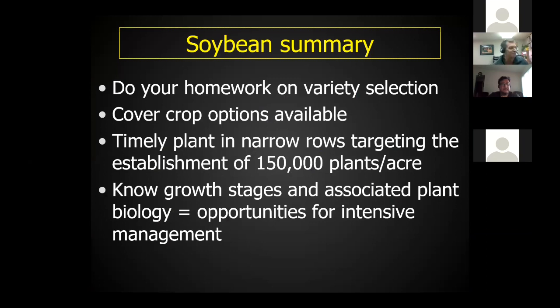All right, last slide, my summary. Please do your homework on variety selection. The time invested definitely will give you payoff. Consider cover crops because of the many benefits. It does require more management. And then timely plant in narrow rows, targeting the establishment of 150,000 plants per acre, would be a really good starting point for having a good stand established out there. And then get to know your growth stages and associated biology, because that'll give you opportunities for intensive management and ultimately increasing efficient crop yield.